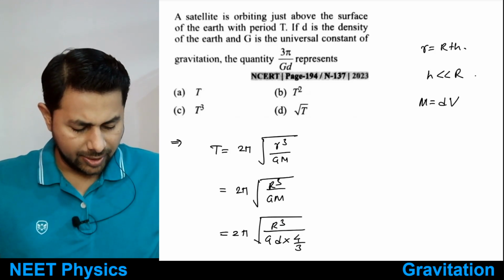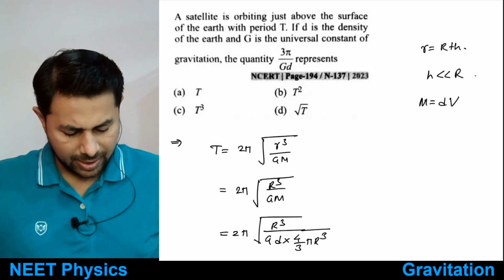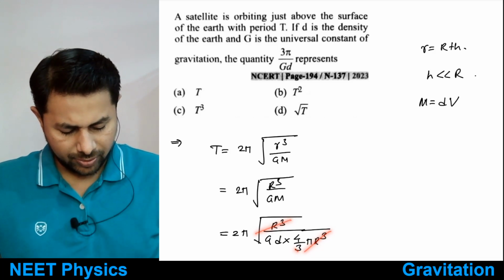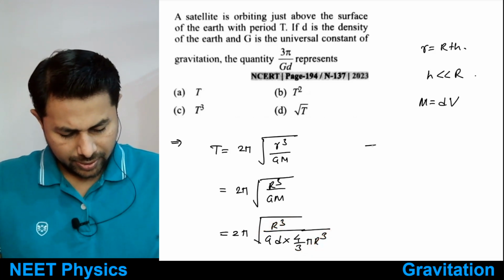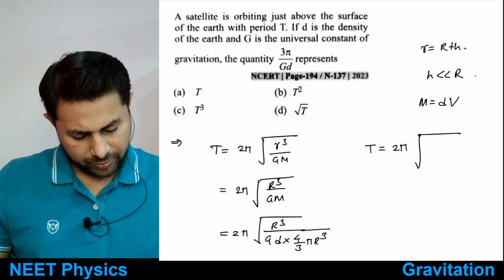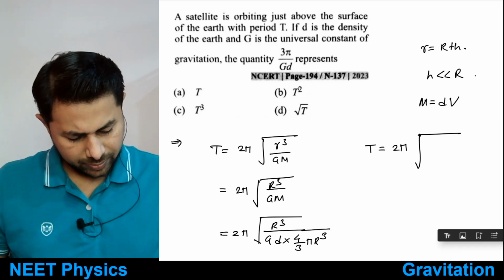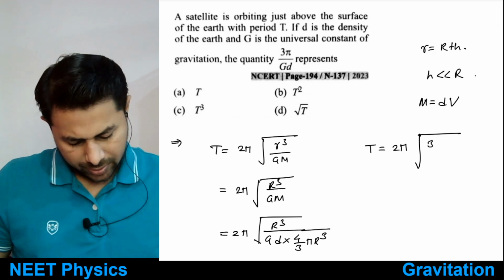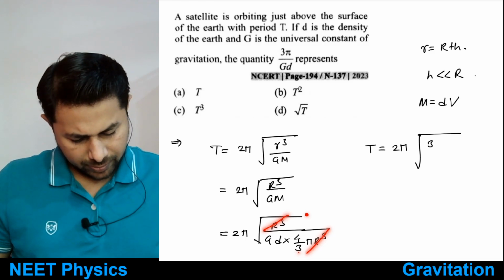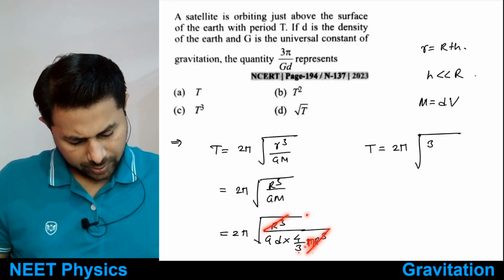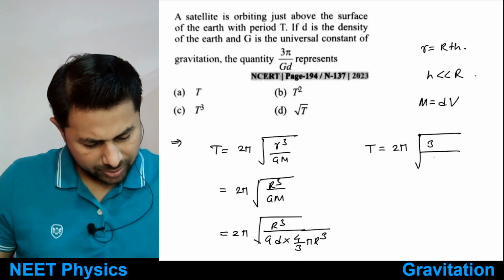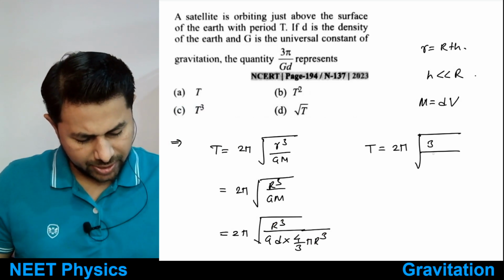Volume is 4 by 3 pi r cube, and then r cube and r cube get cancelled out. What remains is 3 goes to the numerator. So T is equal to 2 pi multiplied by square root of 3 over, in the denominator, 4 pi G D.